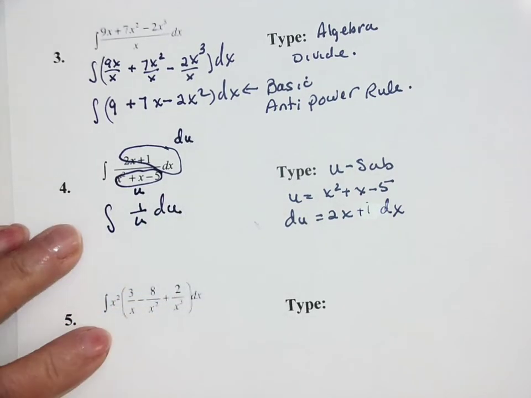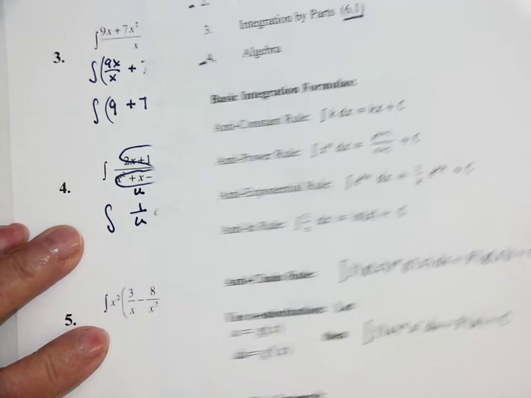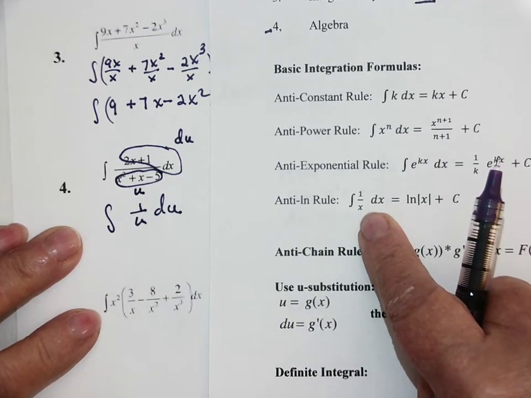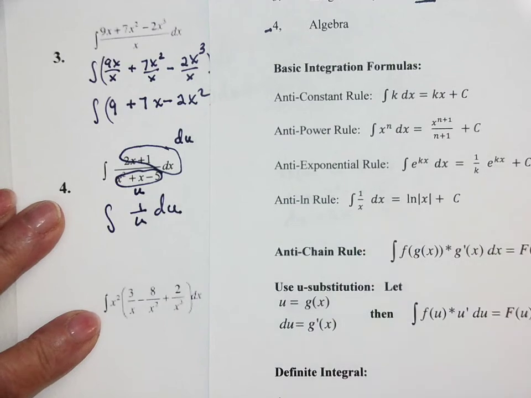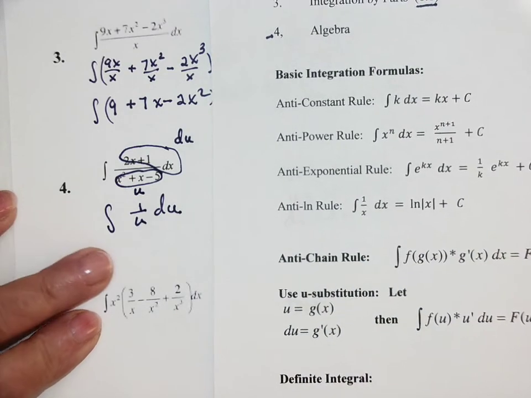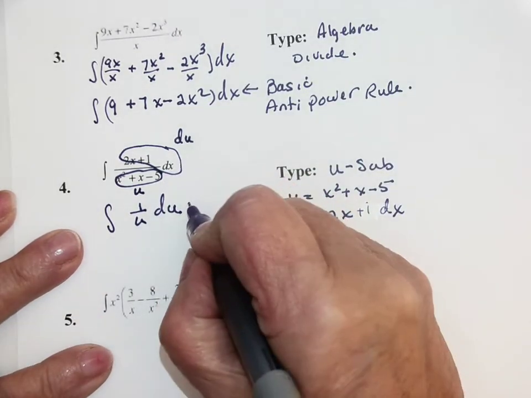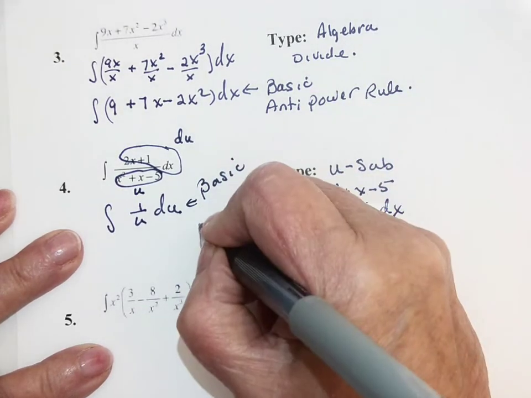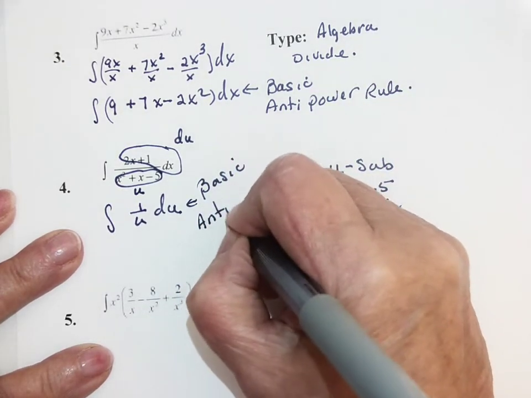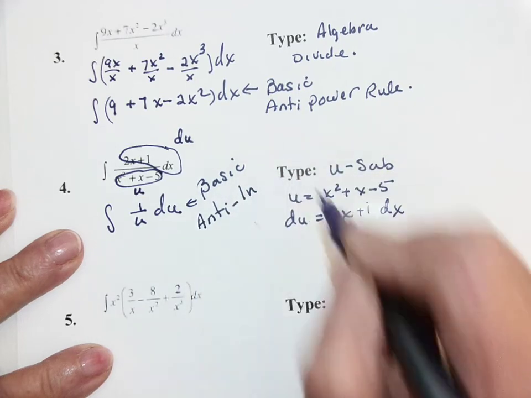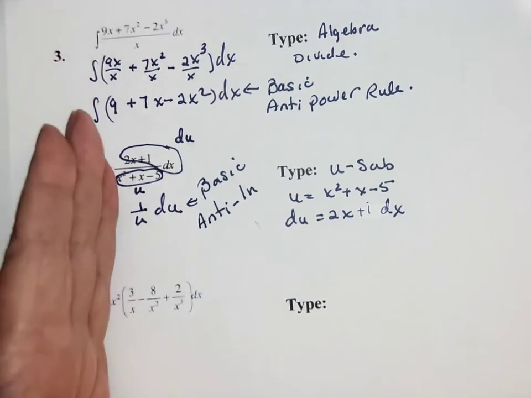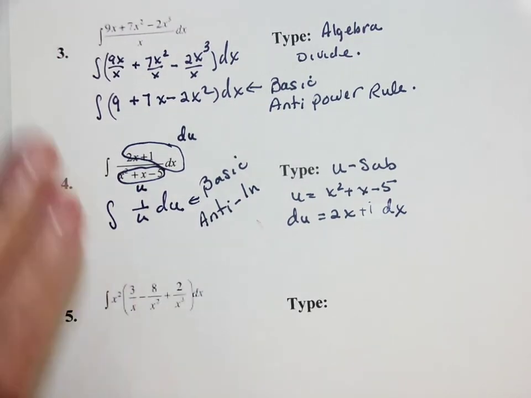Now I ask myself the question, what is it? Well, if I look at it, it's anti-ln rule, right? Because it's 1 over u. So this is now a basic. So it's anti-ln, natural log. So we try to reduce everything down to basic.